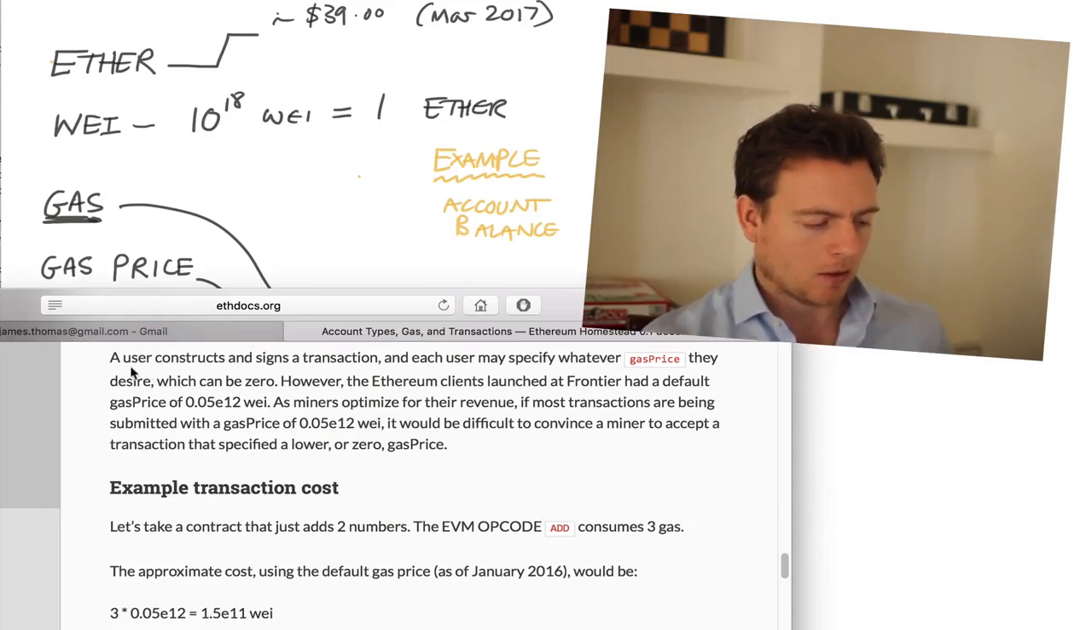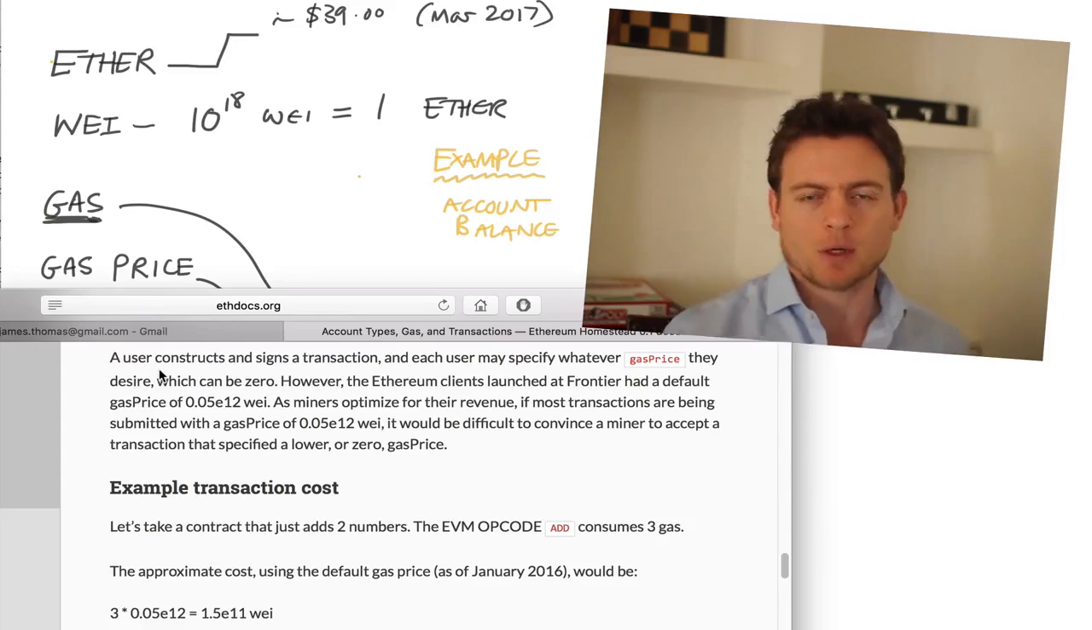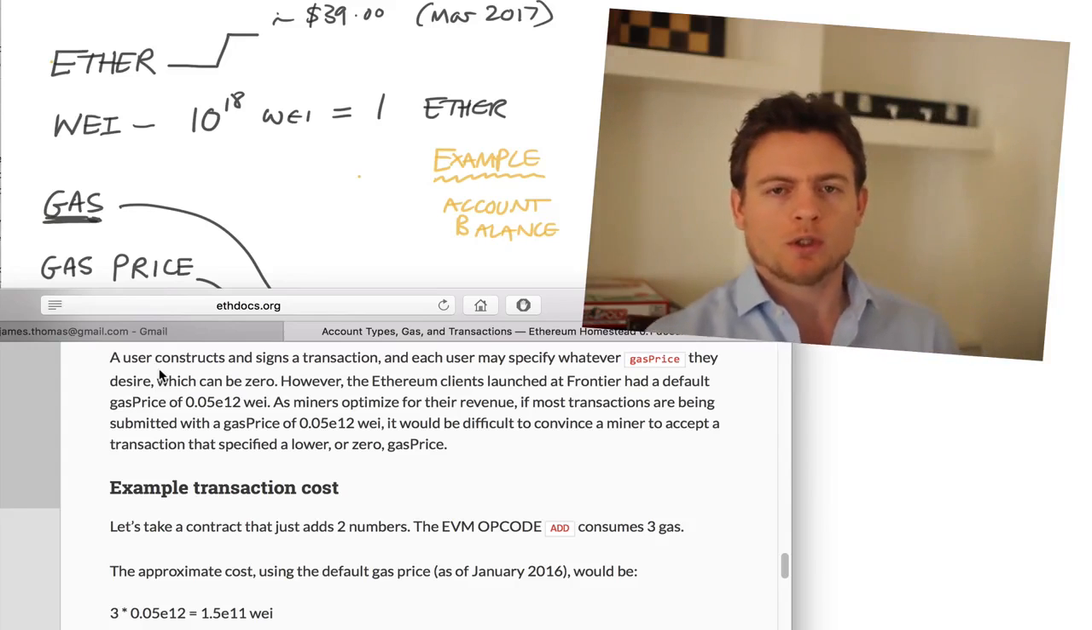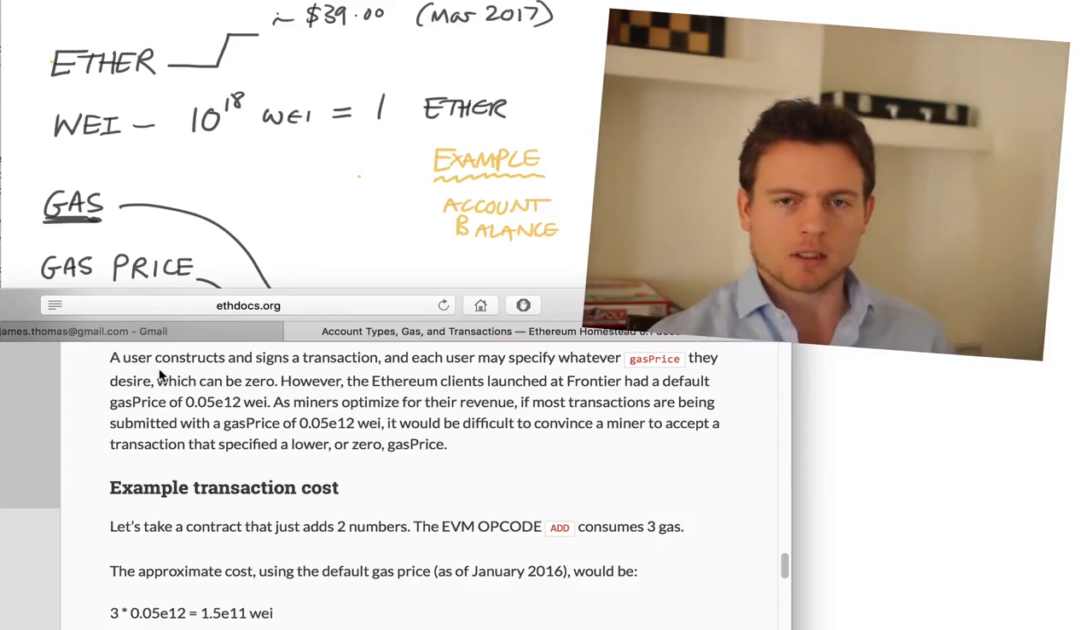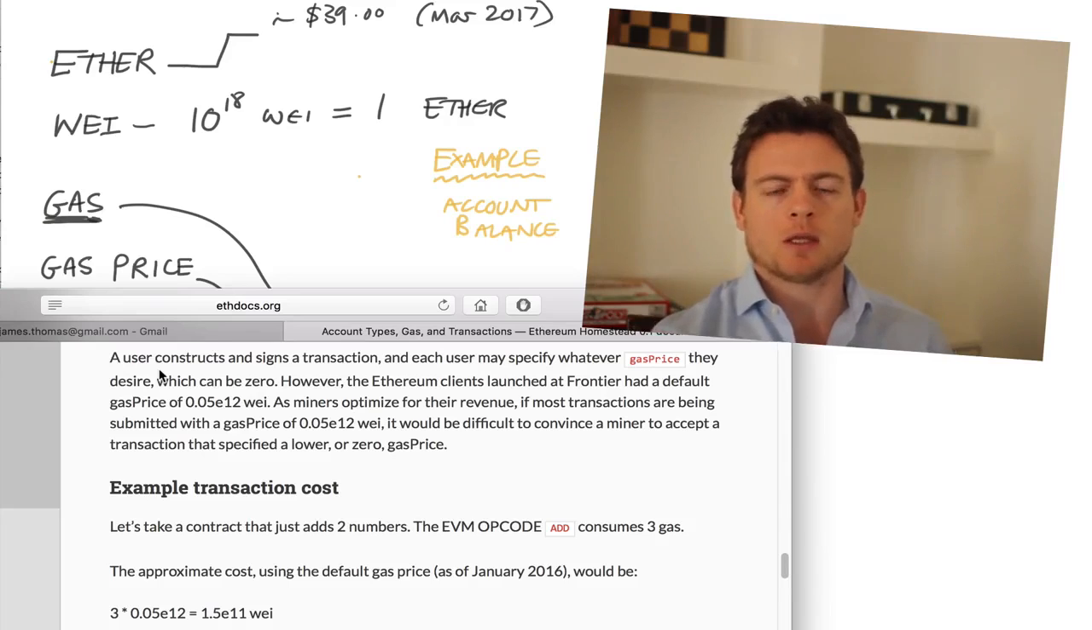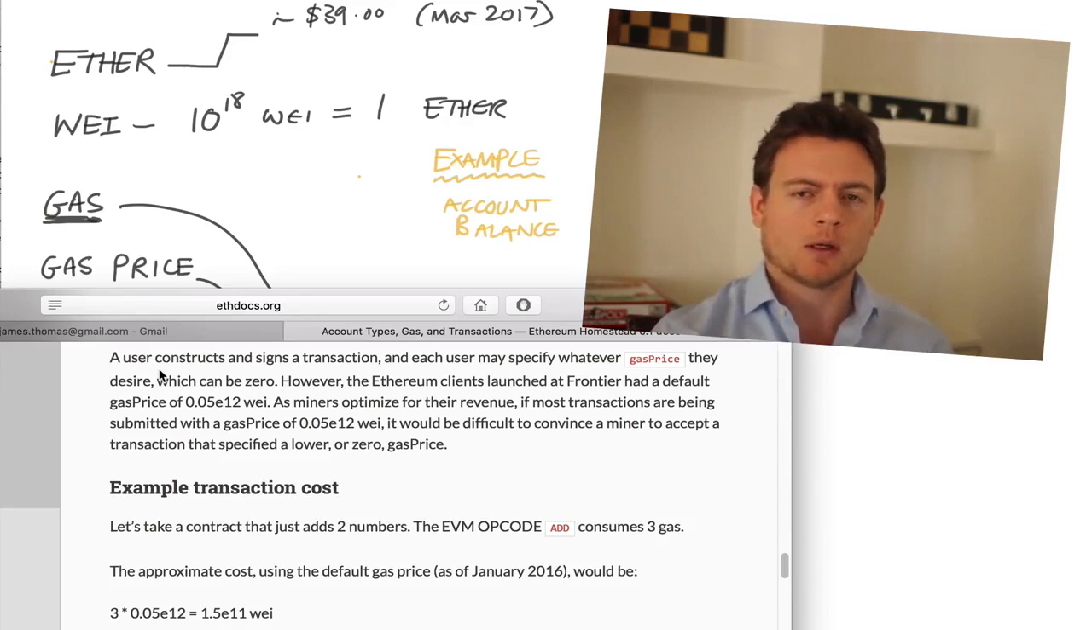The gas price is what you, as the initiator of a transaction, state that you're prepared to pay the successful miner, who chooses to and successfully mines that transaction in a block. It's what you state you're prepared to pay per unit of gas, and it's expressed in Wei.